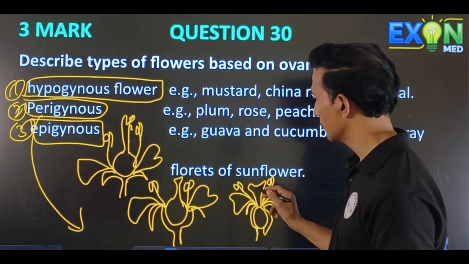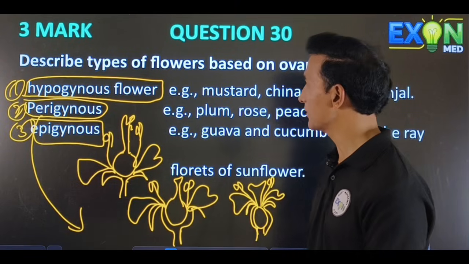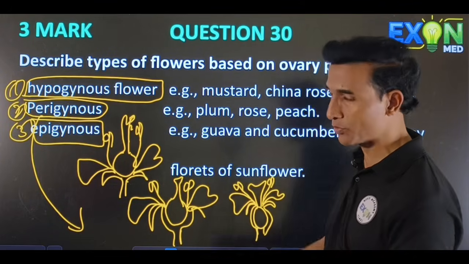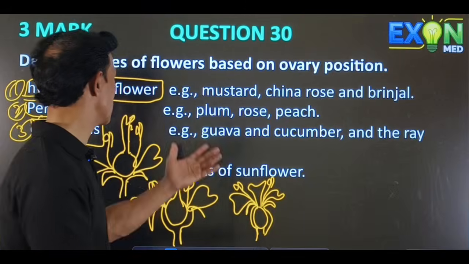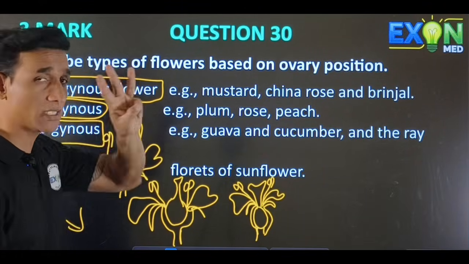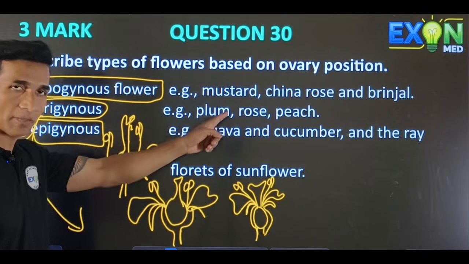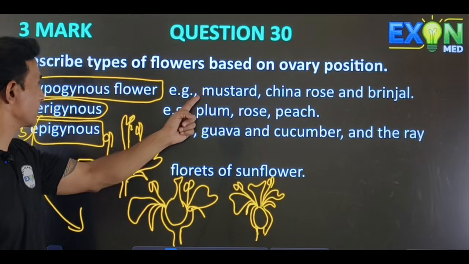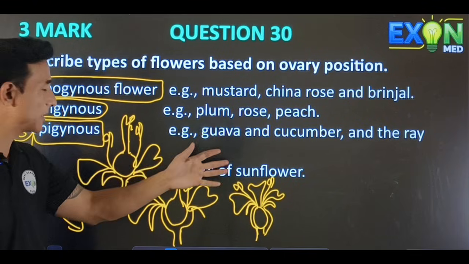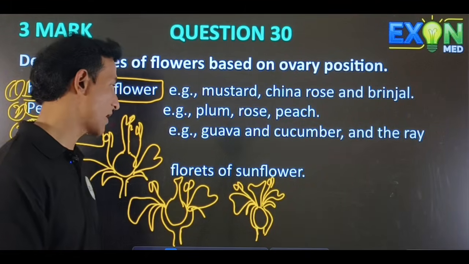So this is called epigynous, perigynous, hypogynous flower. You have to give the example here. They have asked, describe the types of flowers based on ovary position. As it is for 3 marks, it is best to give the definition, mention it, and give one example. So you can give for hypogynous flowers, mustard, china rose and brinjal, and perigynous flowers, plum, rose, peach, and epigynous flowers, guava, cucumber and ray floret of sunflower.